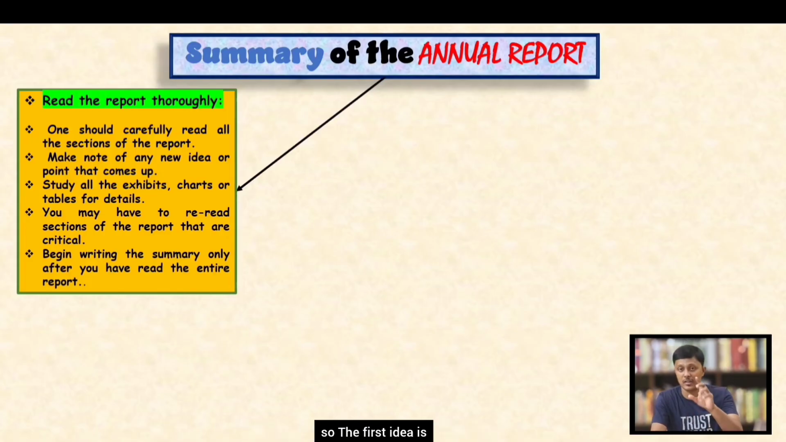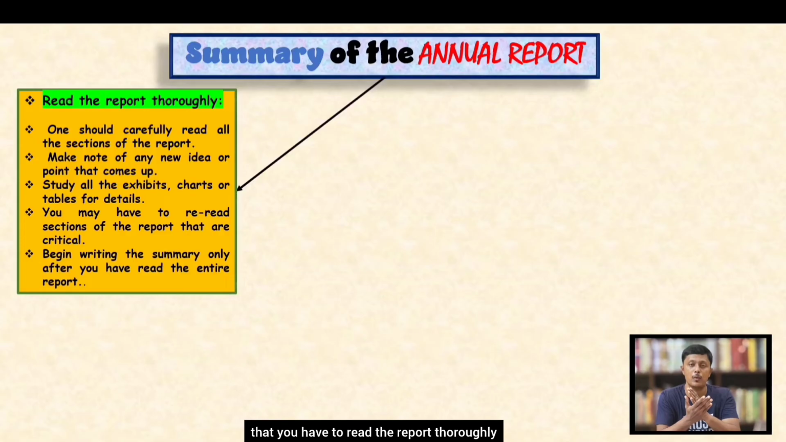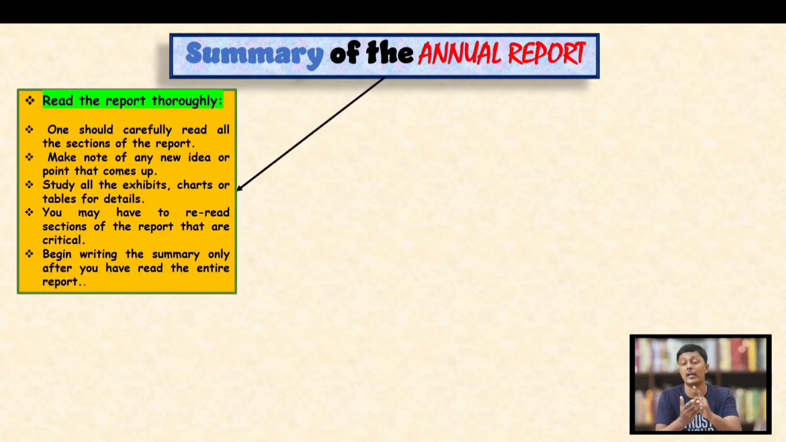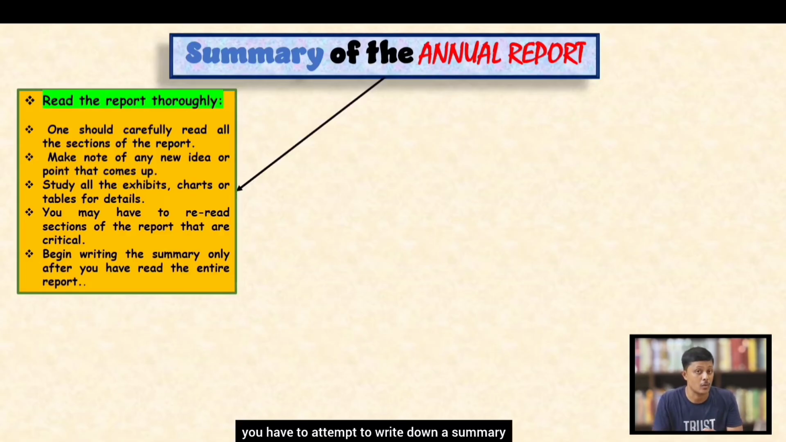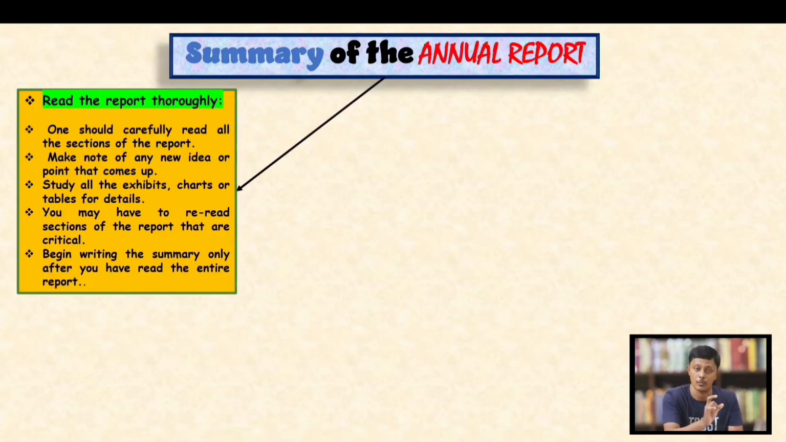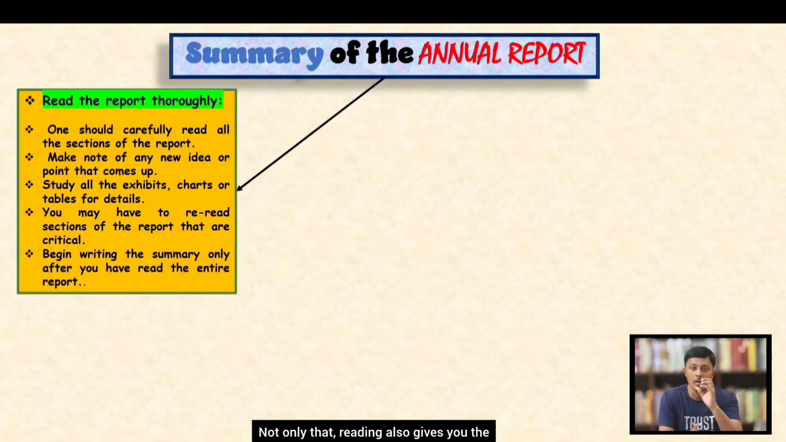So, the first idea is that you have to read the report thoroughly. Only after reading it thoroughly, you have to attempt to write down a summary, because reading will improve your idea about the report. Not only that, reading also gives you the ideas of the critical sections where you can mark and then proceed for the further sections or proceed for the further improvements or clarifications. Therefore, reading the report thoroughly is very, very significant.